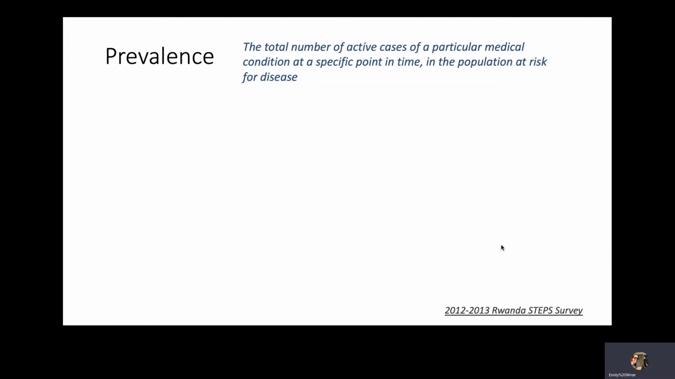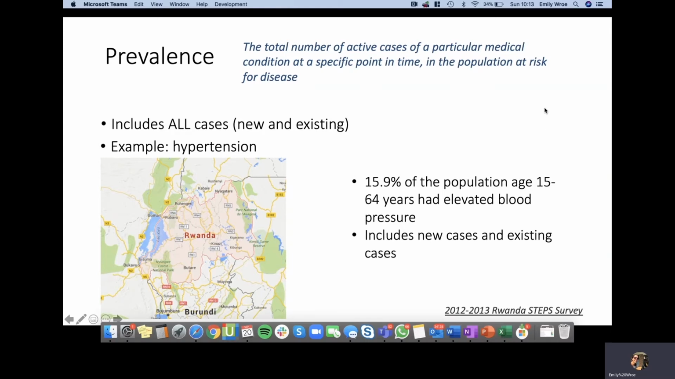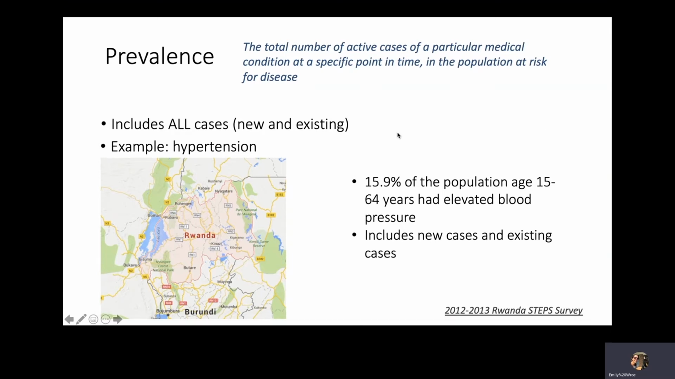So we're going to look at hypertension here, using the STEP survey, which is a non-communicable disease survey. Incidence only included new cases. Prevalence includes all cases, new and existing. And so for hypertension, now we're taking a different population at risk. Age 15 to 64 years is what the STEP survey defines. So we're taking that as a different denominator, right? Whereas for TB, we use the whole population.